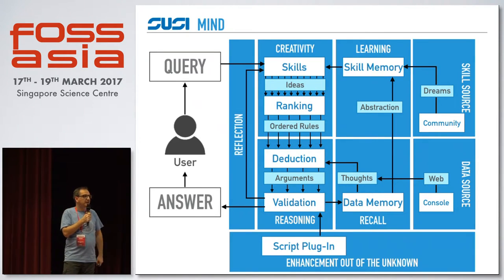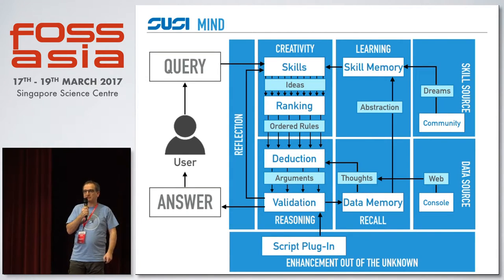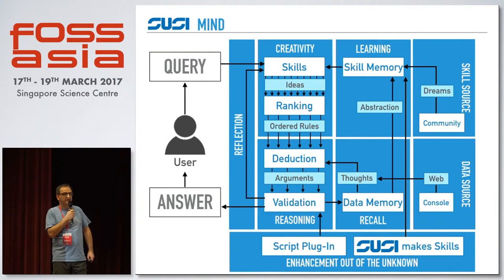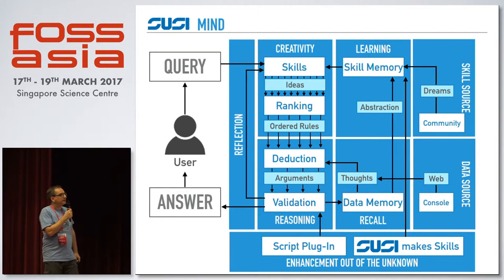And maybe we can do much more with this. We consider our conversation rules a very weak system. It's not a natural language processing-like technology. But with plug-in technology, you can plug in any system you want to. And finally, we want SUSI to be able to write its own skills. So this is our SUSI mind construction.